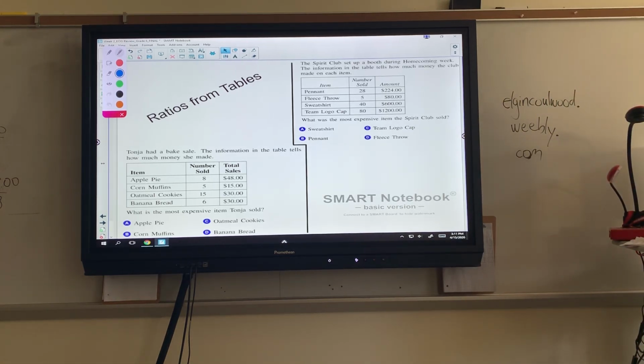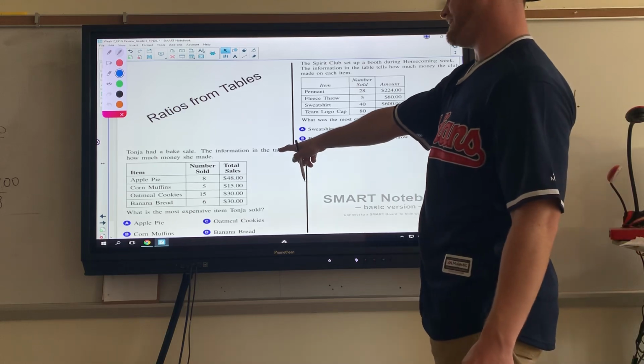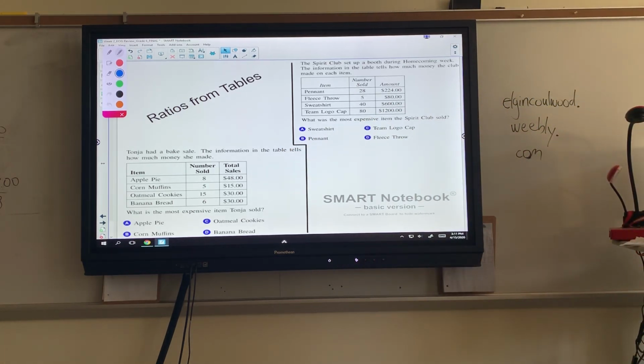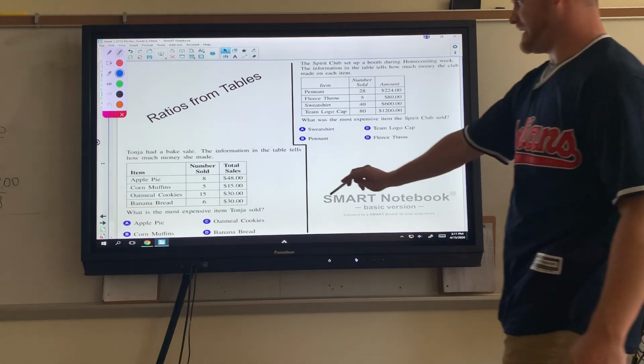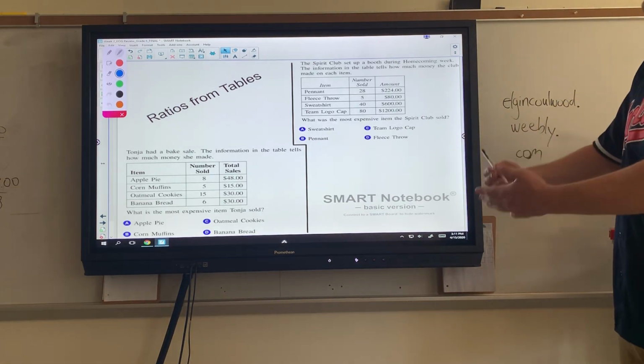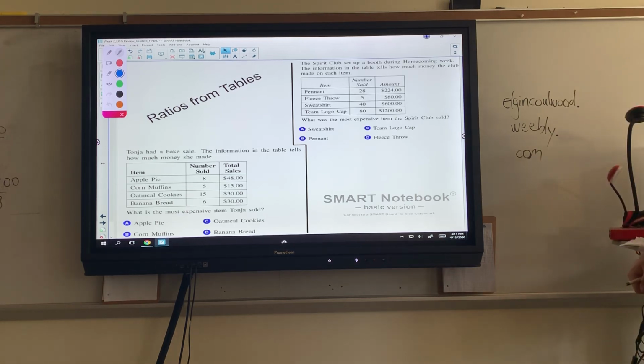All right, let's look at the bottom left one first. Tanya had a baking sale. Information in the table tells how much money she made during this bake sale. So it's asking, what is the most expensive item Tanya sold? So we're gonna have to find the unit rate, or what she made per item, in order to figure out which one's the most expensive.